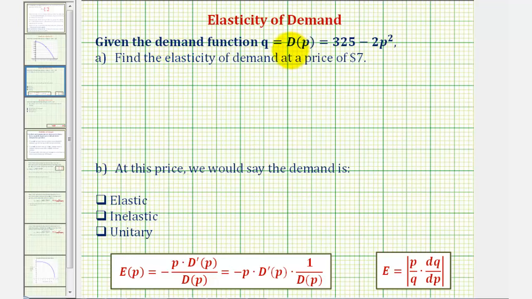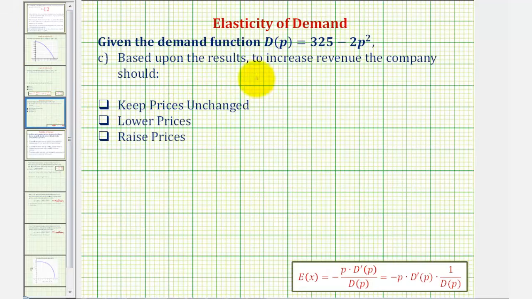We're given the demand function D of P. We want to find the elasticity of demand at a price of $7. Then at this price, would we say the demand is elastic, inelastic, or unitary, also referred to as unit elastic? And then finally, based upon the results, to increase revenue, should we keep prices unchanged, lower prices, or raise prices?